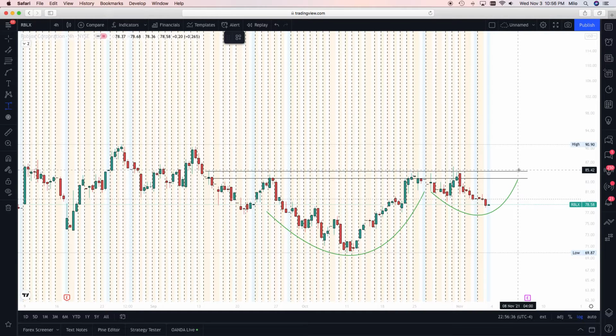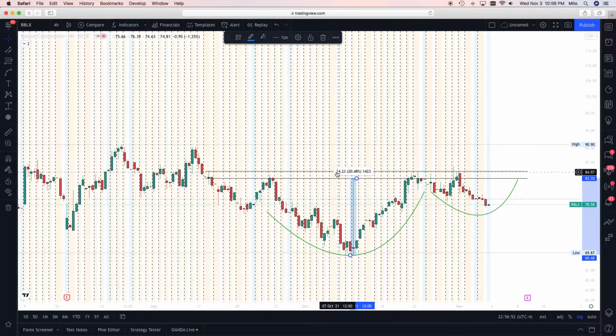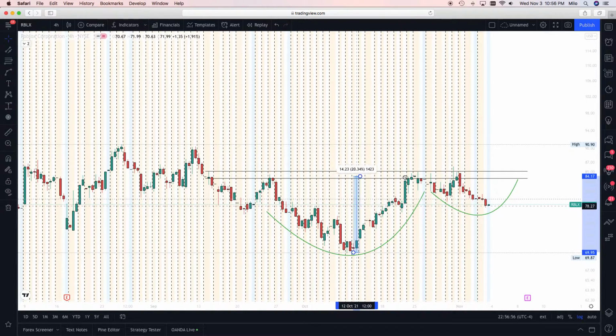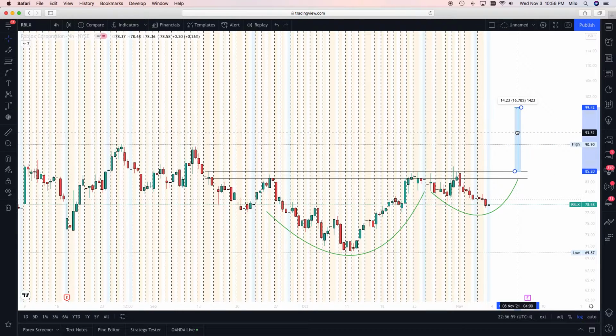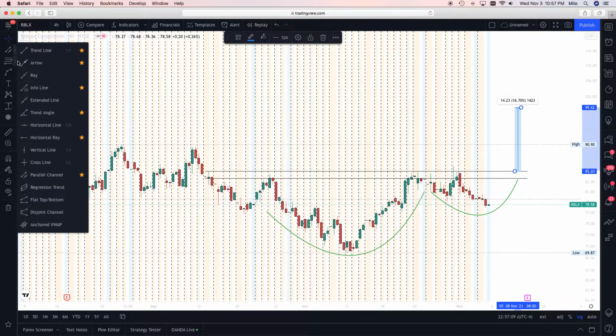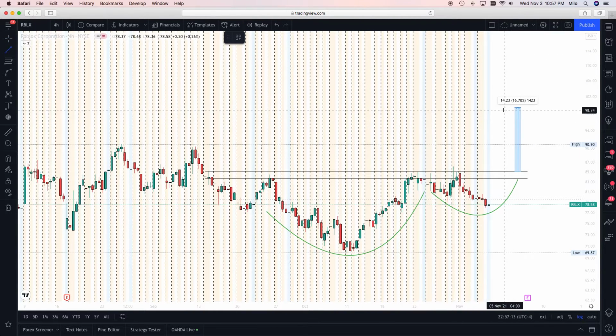it is the breakout above the cup, right? So selecting a target on the cup and handle is the base to the top of the cup, which gives us a 14-point target. From breakout at 85 to 99.42. This is our target here, should it break out.